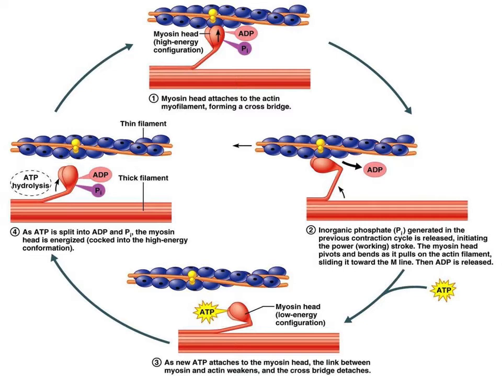Now, are we back to step one? No. We're almost back to step one, but there's just one problem. The problem is that we're still at 45 degrees, just like in step two. We were still in the power stroke phase. So we have to pull the angle of the head from 45 back to 90, back to where we started. Well, that, my friends, consumes energy.